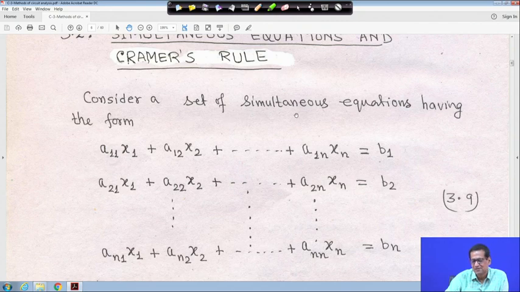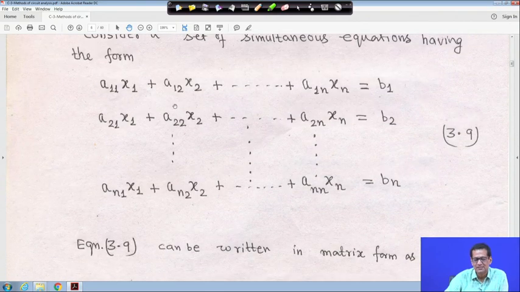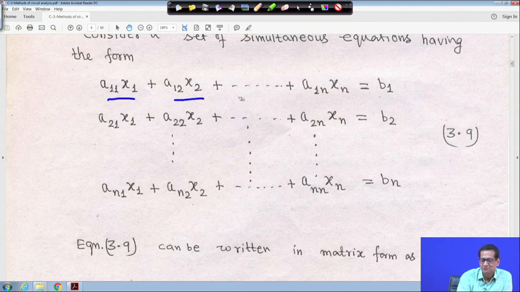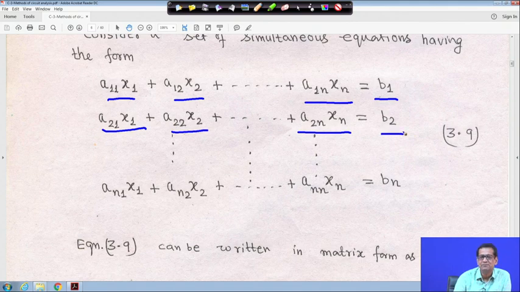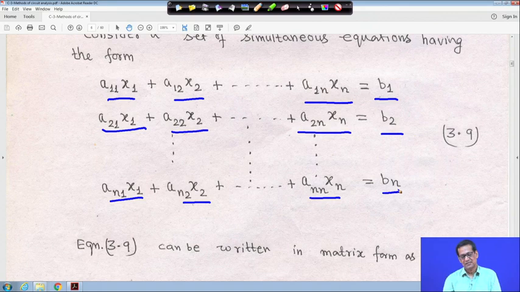So consider a set of simultaneous equations having this form. The equation is a11 x1 + a12 x2 up to a1n xn is equal to, say, b1. This is equation one. Similarly, a21 x1 + a22 x2 + a2n xn is b2. Similarly, the last one, an1 x1 + an2 x2 up to ann xn is bn, right? So you have n number of simultaneous equations.